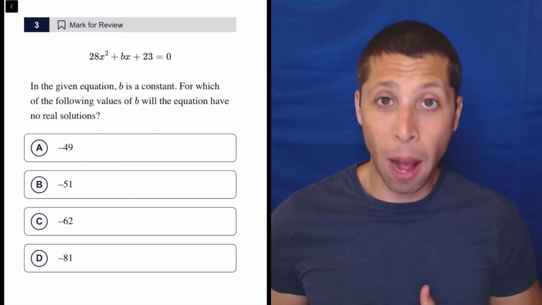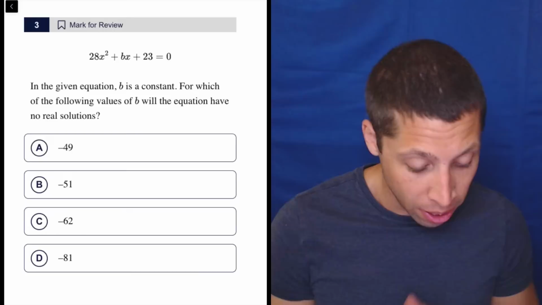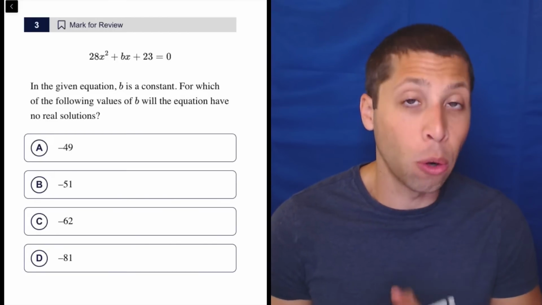This question is definitely more complicated. I mean, you need to understand some things just to understand even how to use Desmos here. So in the given equation, b is a constant. For which of the following values of b will the equation have no real solutions?